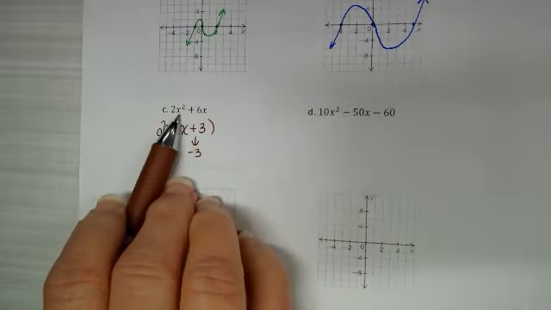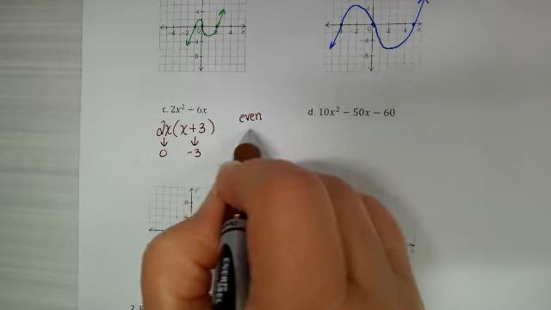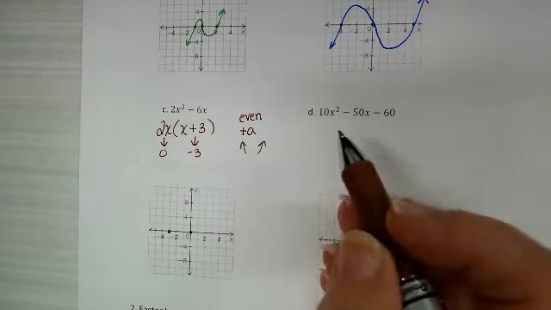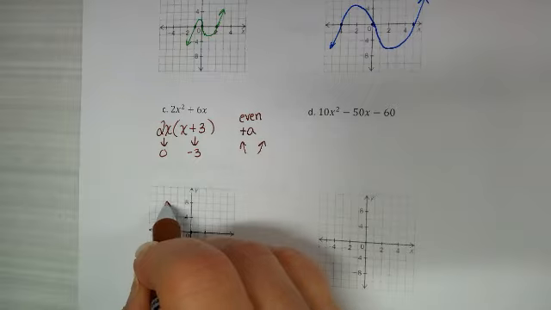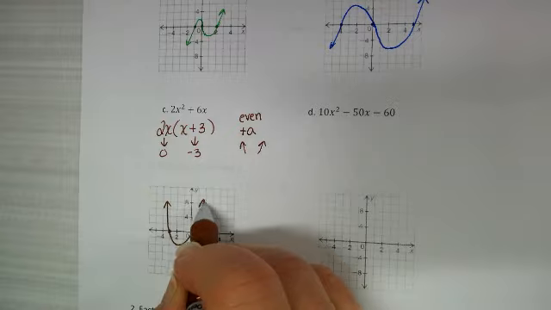Now notice this is to the second degree. It's even, and it has a positive a value, so the end behavior is going up and up. So in other words, this one looks something like this.